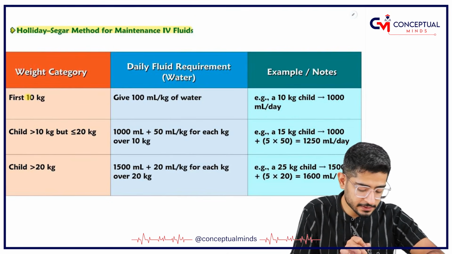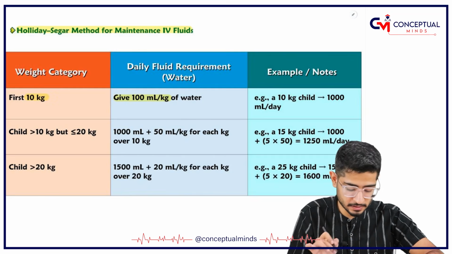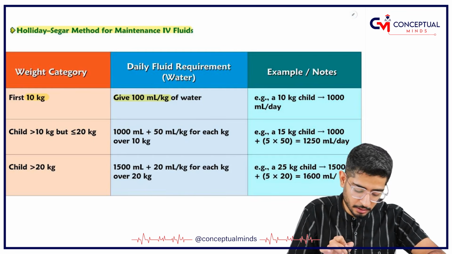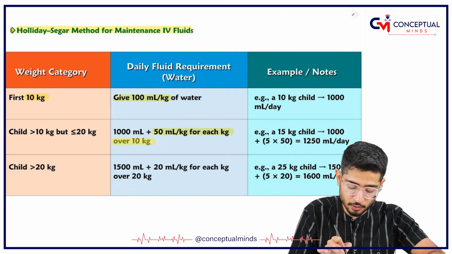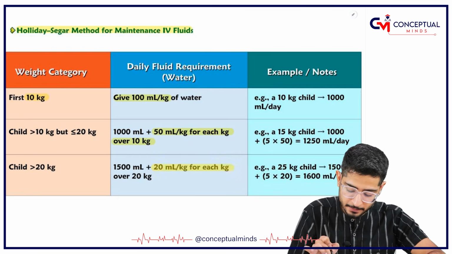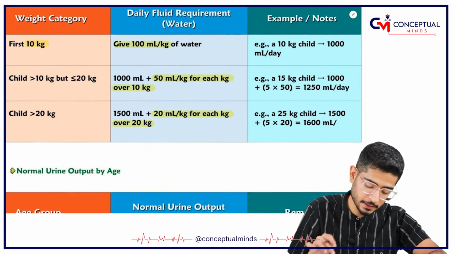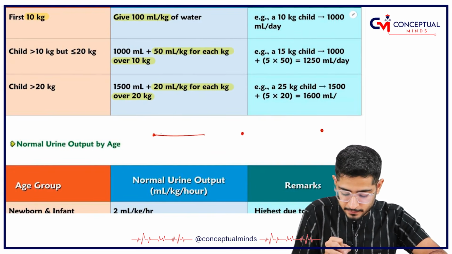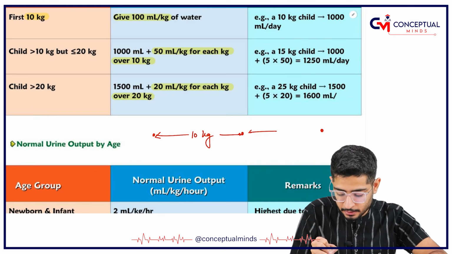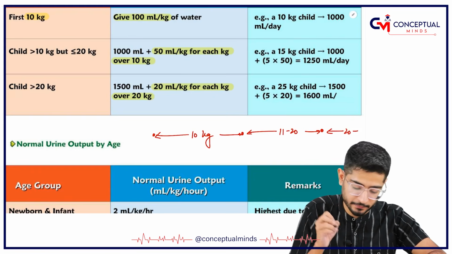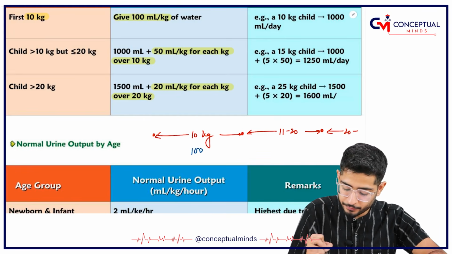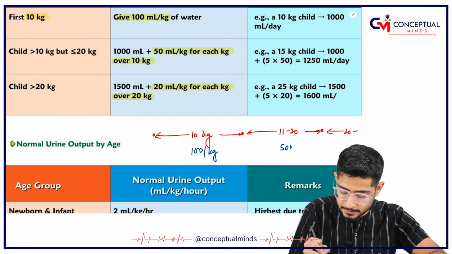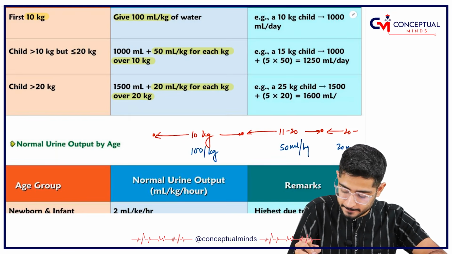See, understand, for first 10 kgs we have to give 100 ml per kg, then 50 ml per kg for each kg over 10 kgs, and then 20 ml per kg for each kg over 20 kgs. Okay, so let me just draw something for you. For example, if the child is falling under 10 kg, then 11 kg to 20 kg, and then from 20 kg above. So 100 ml per kg, 50 ml per kg, 20 ml per kg.